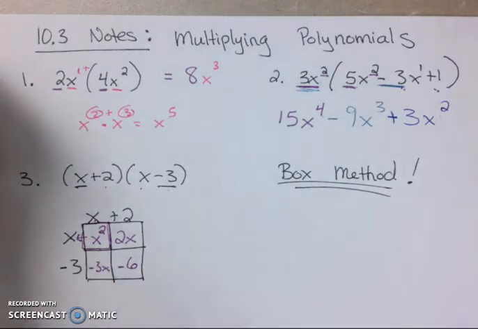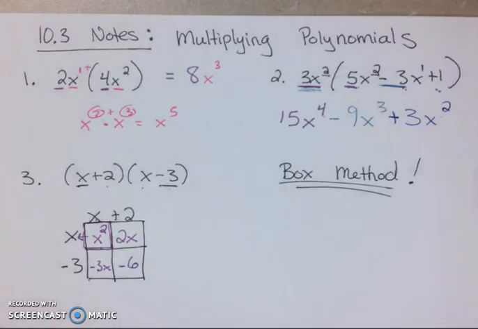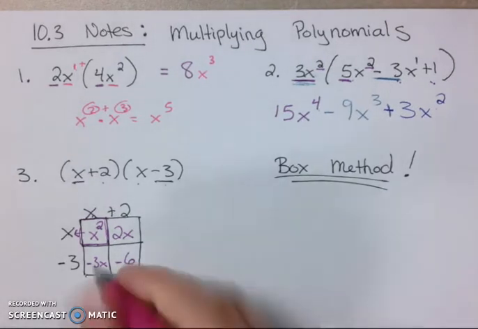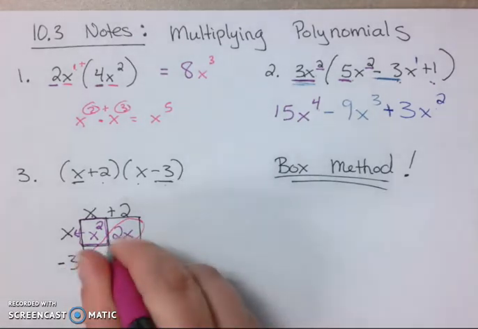So I multiplied both of these by both of these to get my 4 answers. Now, do you see any like terms in there? Notice the like terms are diagonal right here. We can actually add those together.